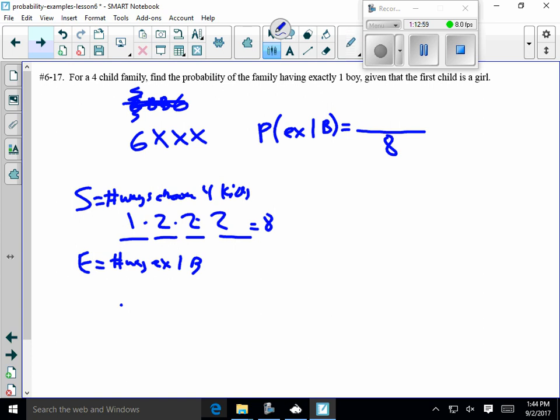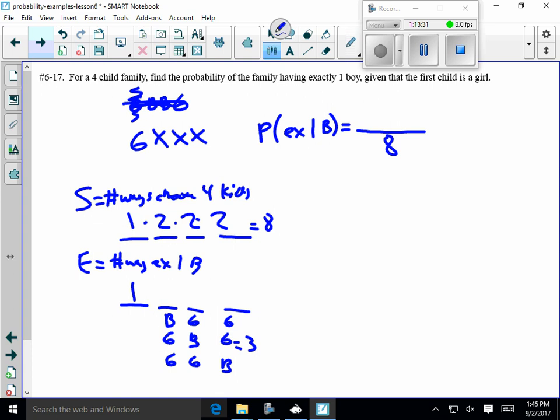Exactly 1 boy. So if I listed it that way, the first one is chosen for us, that's a girl, right? But how many ways could I have if only 1 is a boy? Well, I think I'm going to have to resort to listing this out. I could have the boy first and then girl, girl, or I could have the girl first, then the boy, then the girl, or I could have the girl, girl, then the boy, right? So if I list out specifically, it looks to me like there are 3 ways that could be done.